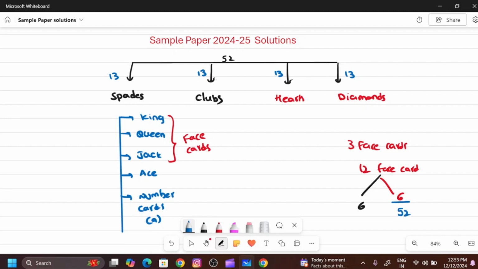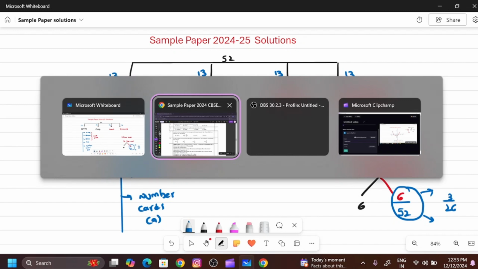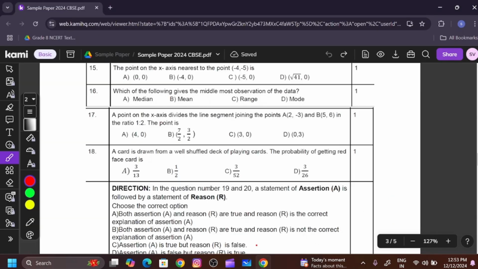Right? So probability is the number of favorable outcomes, which is 6, over the total number of possible outcomes, which is 52. So 6 by 52, which can be simplified to 3 by 26. Our answer will be 3 by 26, which is option D.